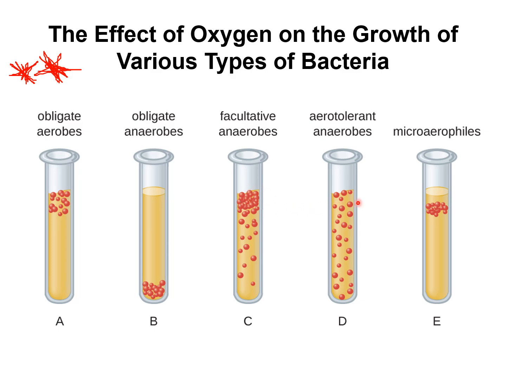Okay, next we have the aerotolerant anaerobes. So they don't require oxygen. They're not going to use it, but they tolerate oxygen. Okay, they're not going to get killed by it. So they're going to grow evenly throughout the tube. They don't really care about oxygen at all.